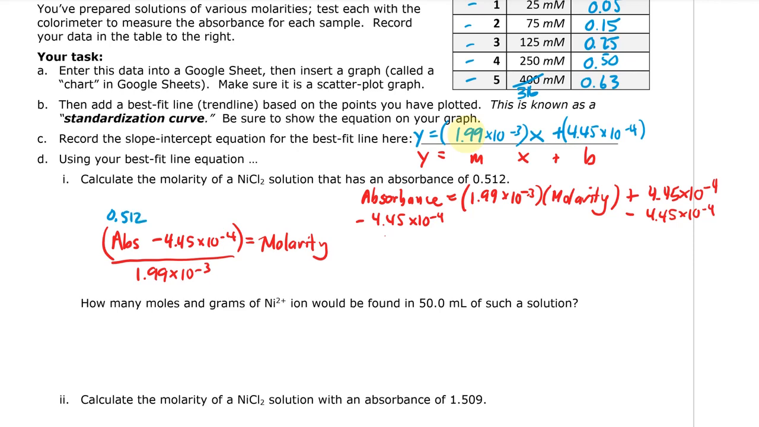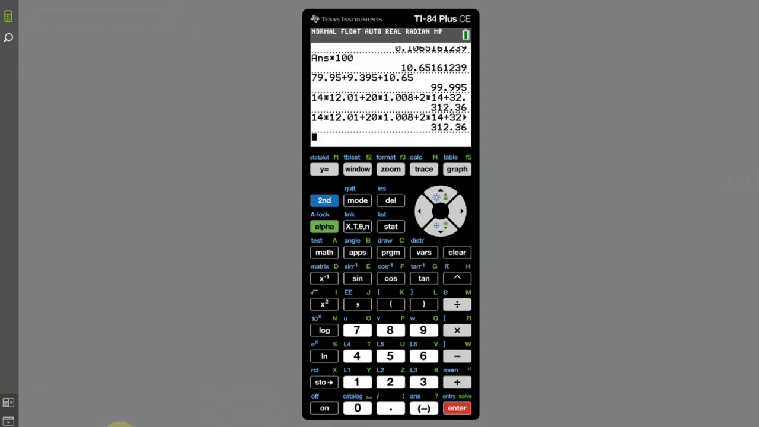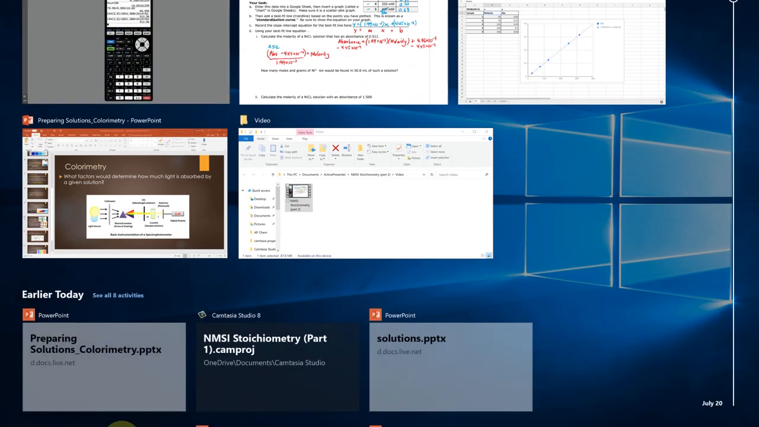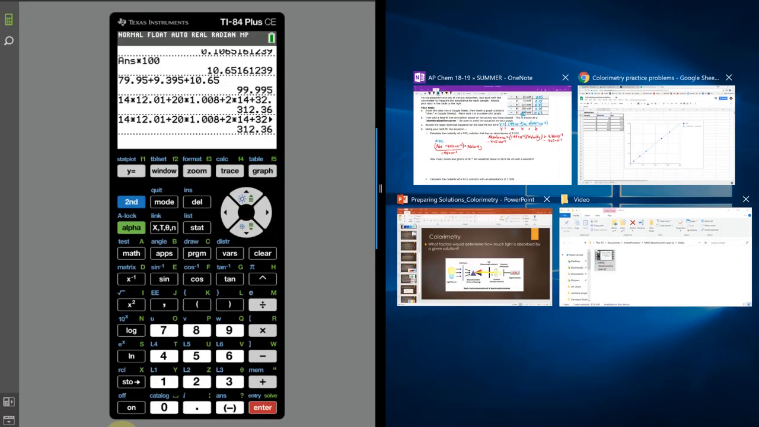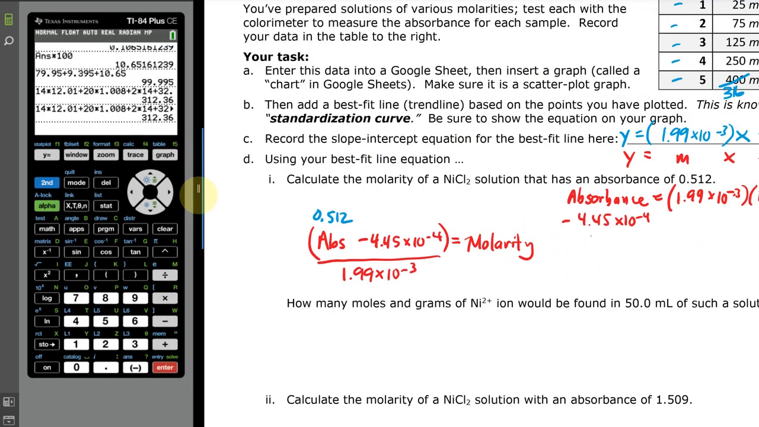Let's go ahead and punch that in, 0.512 into my calculator. Should have had that ready. Sorry for the delay. 0.512 minus 4.45 times 10 to the negative fourth. We're going to get an answer there first, so hit enter. Otherwise, you have to use parentheses and deal with order of operations. Then we're going to divide that by 1.99 times 10 to the negative 3.